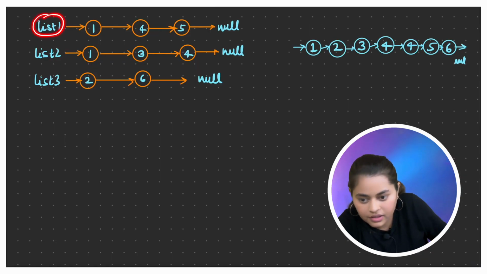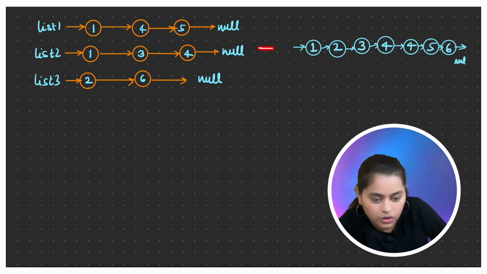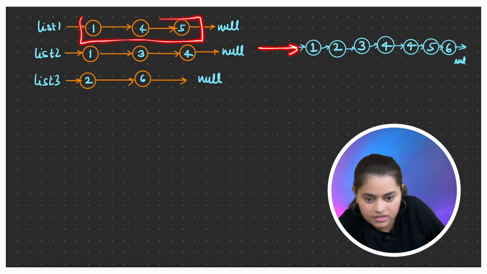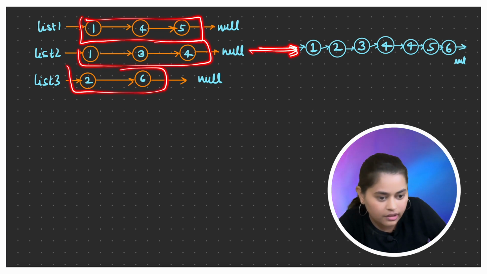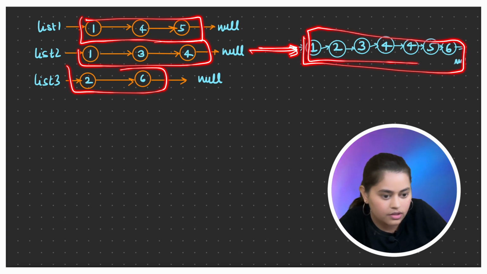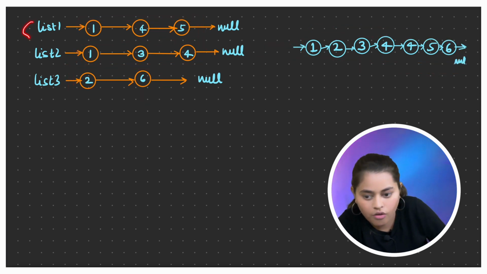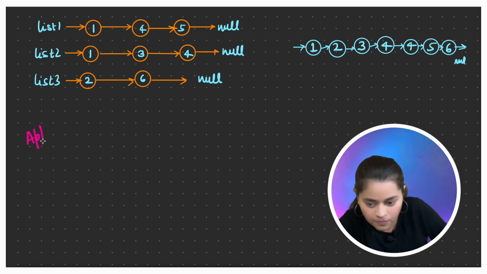Okay, so we are given k lists. In this case we have three lists. These are sorted in ascending order and we want to merge them into one sorted list. So the result should be one combined sorted list of all the k sorted lists. So what can be our first approach?